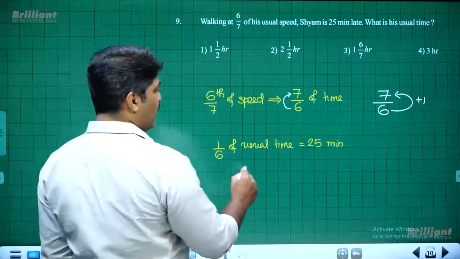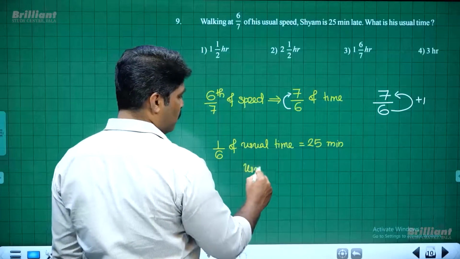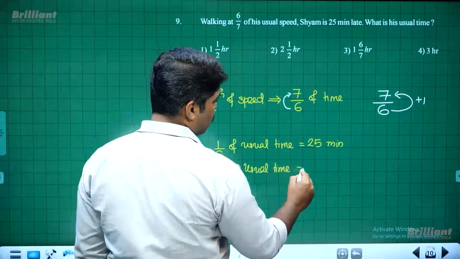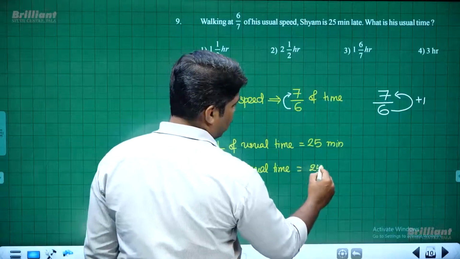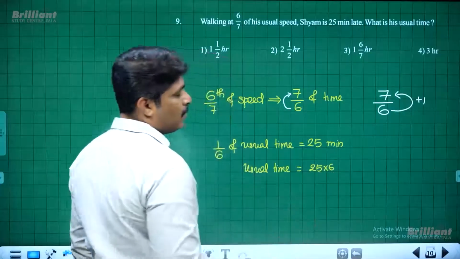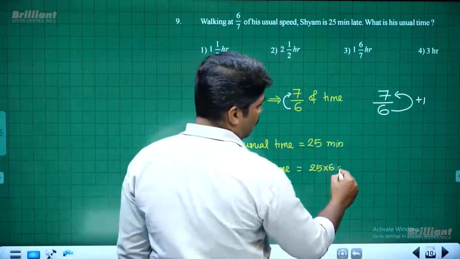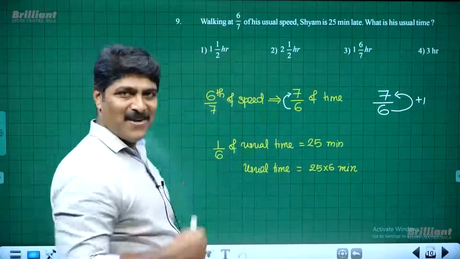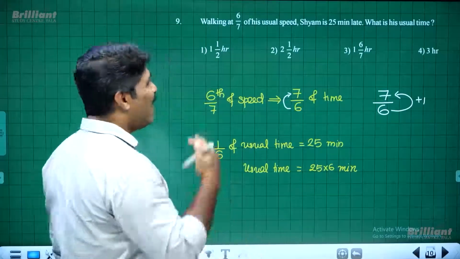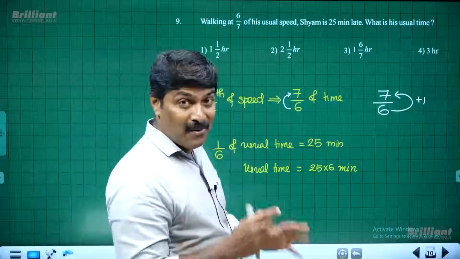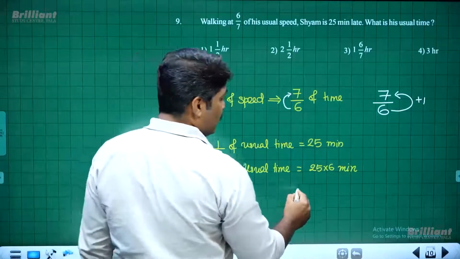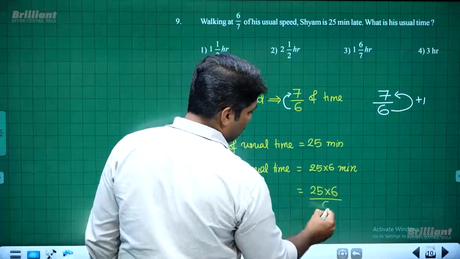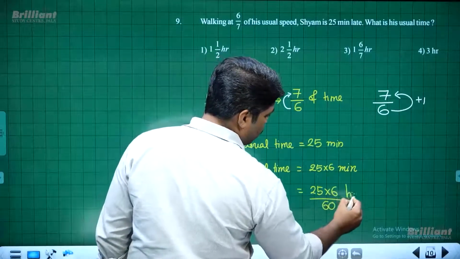So therefore we can easily find the usual time. What is the usual time here? This is 25 into 6, so this many minutes. All the options are in hours, so we have to express this in hours. How can we do that? We just divide this minute expression by 60, so we get this many hours.